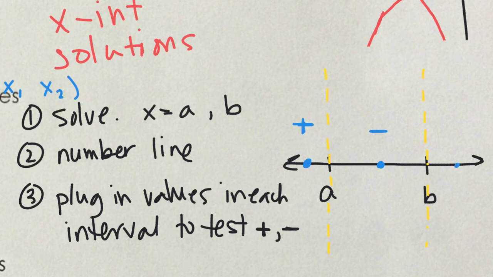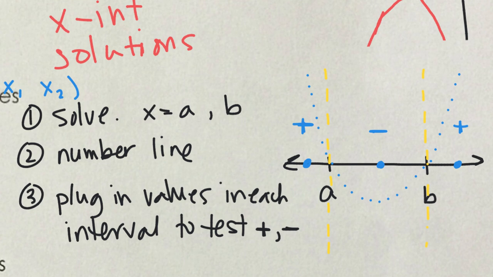We pick a number greater than b and we plug it into your equation to see if you get a positive or negative, right? These are your options. And then we want to see where your graph is maybe above the x-axis. So we write down the interval.